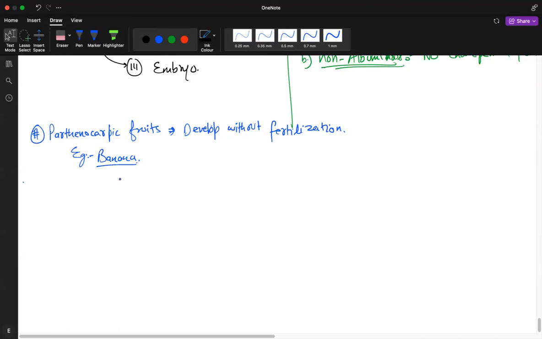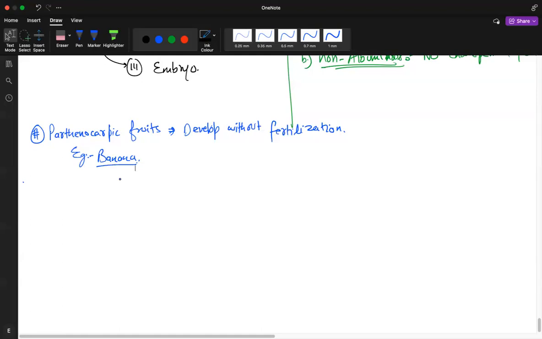Now it is very obvious, and you can give me many more examples in some time. If sexual reproduction is not happening, will there be an embryo? No. If sexual reproduction is not happening, will there be an endosperm? No, right? Because endosperm also needs a male nucleus. Remember, polar nuclei plus a male nucleus. Embryo also requires a male nucleus: egg cell plus a male nucleus. So there is no pollination, no sexual reproduction, so no male nucleus.